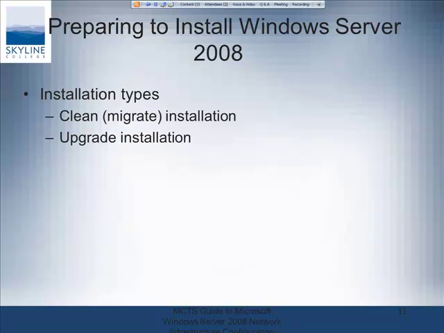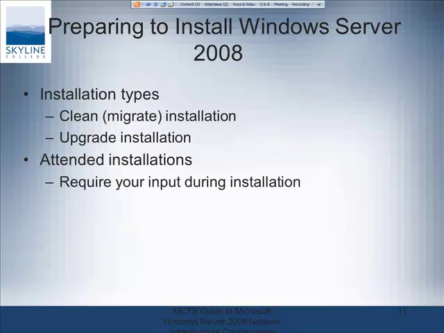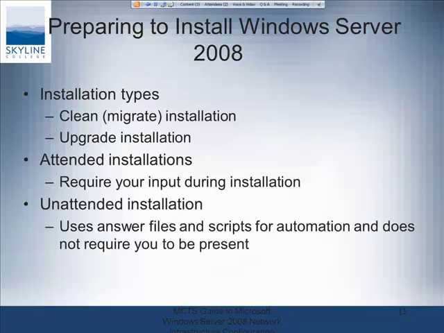Installation types, been there, done there, right? Migration, upgrade. We can upgrade from Windows Server 2003 to Windows Server 2008. Migrate, we talked about Windows 7. You cannot upgrade from XP to Windows 7. Attended installation is when we sit there and answer the questions, although there are fewer questions in these. Unattended installation is where we create an answer file so that the questions get answered as they're asked along the way. The answer file was unattend.xml.